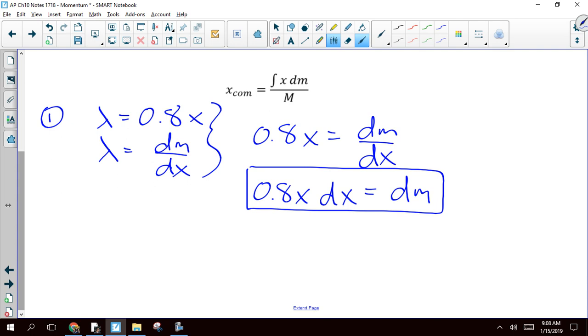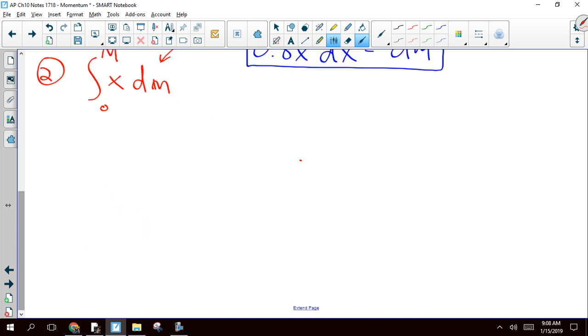Sorry, just thinking about how I want to go about this. Let's figure out the top half of the integral. What we want to do is find the integral of x with respect to mass. What this really means is you want to integrate across the total mass of the thing. You want to start at a mass of 0 and keep integrating until you get to the full mass of the object. Notice that's a capital M, and this is a lowercase m. So we're going to use this substitution.